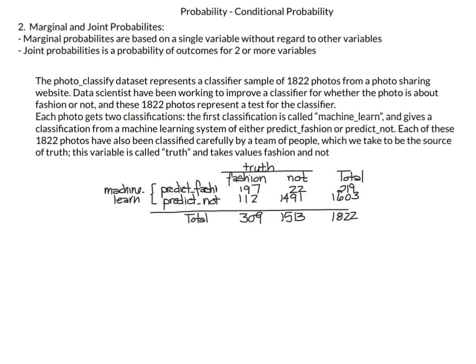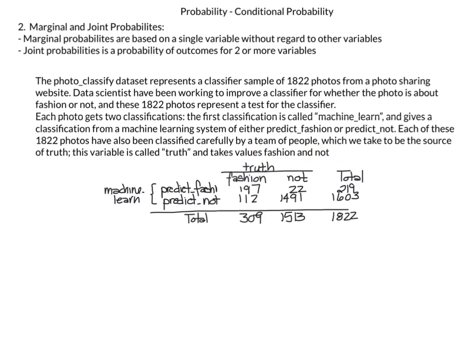But each photo gets 2 classifications. The first comes from our classifier, our machine learning system, which gives either a predict fashion or predict not. So our computer algorithm predicts that the photo is about fashion or predicts that it's not. And then the second classification has been done by a team of people, supposed fashion experts. And we're going to take their word to be the source of truth. So they'll tell us whether the photo is really about fashion or not.